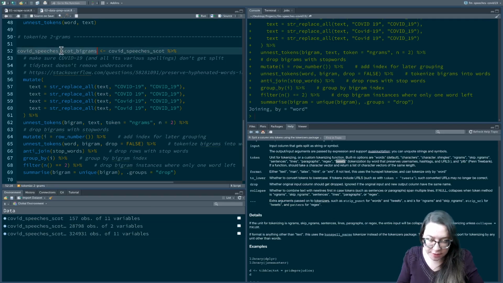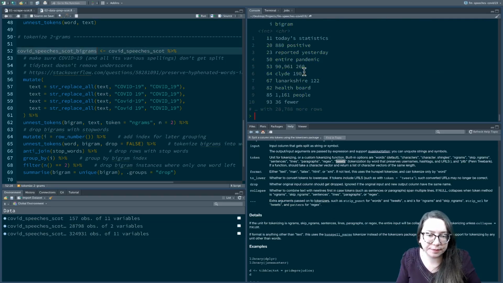And take a look at these bigrams. Okay, so for example, we can see things like "today's statistics" happened 11 times in our data. "880 positive" happened 20 times, which is very specific, interesting. "Reported yesterday" happened 23 times, so on and so forth.